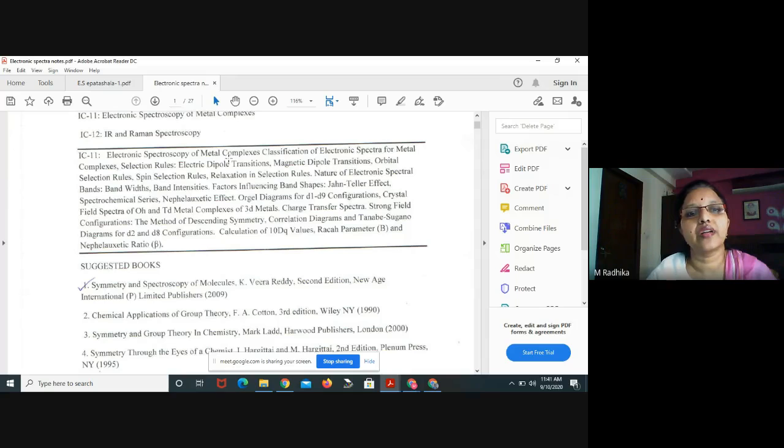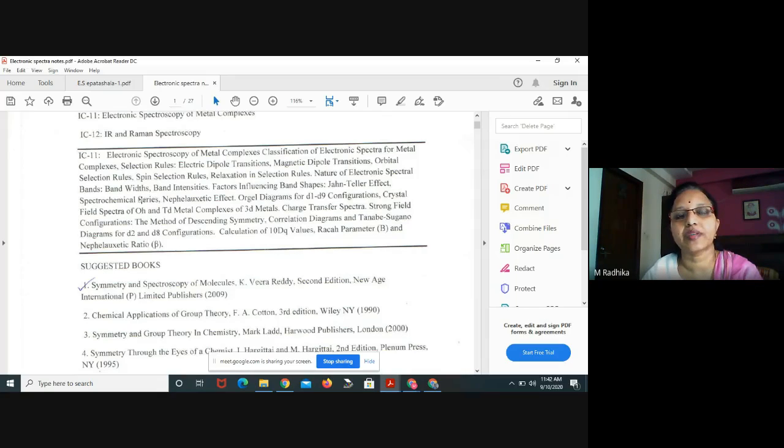After the introduction, you have how many types of electronic spectra there are. You will have the selection rules. In the selection rules, you can have electric dipole and magnetic dipole transitions. You have orbital selection rules, spin selection rules, relaxation in the selection rules, and the nature of electronic spectral bands. You have to study about the bandwidth, band intensity, and factors influencing band shapes. In that you have the Jahn-Teller effect.